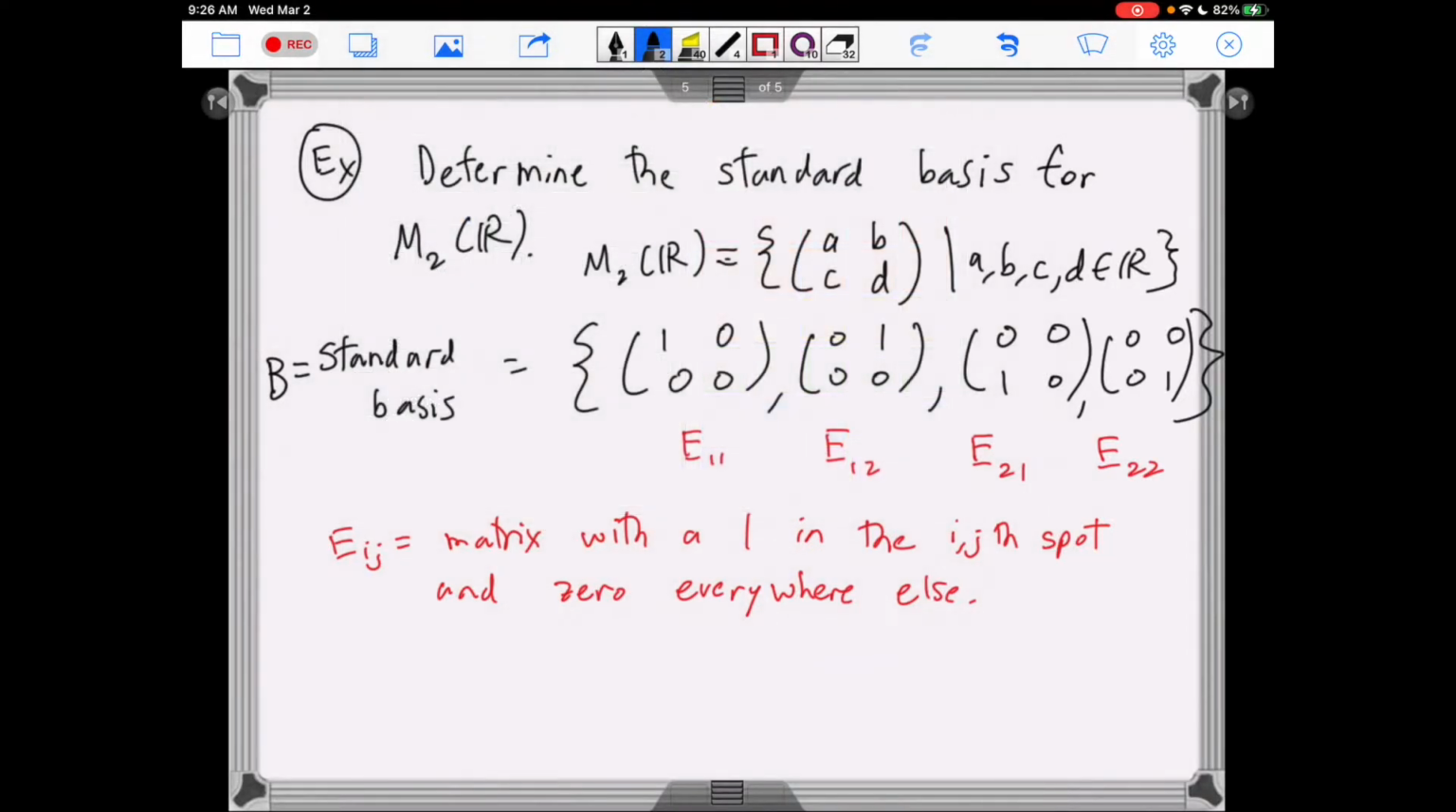Now, what is the size of the basis? The size of the basis is 4, because there's 4 elements in there, right? This is going to be important. We're going to come back to this size concept later, okay? But for now, we're just writing down the size of each basis, right? So the size of this basis is 4.